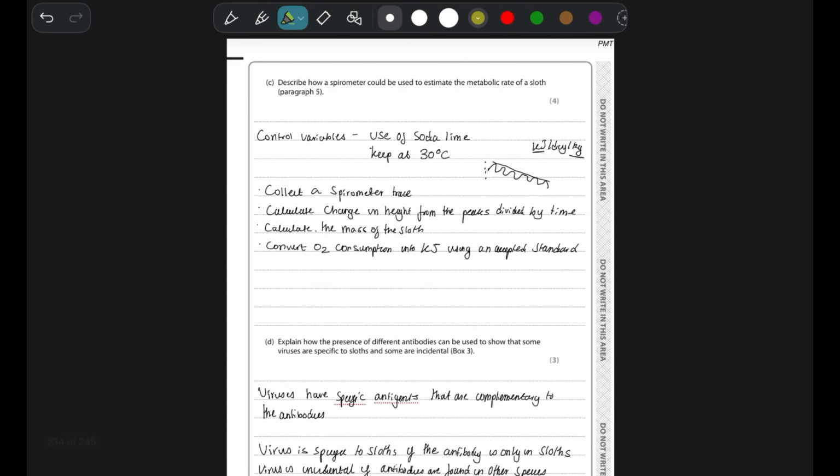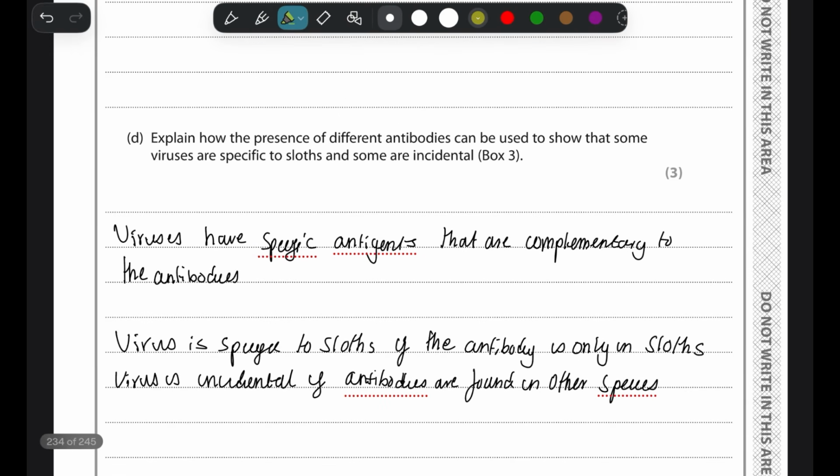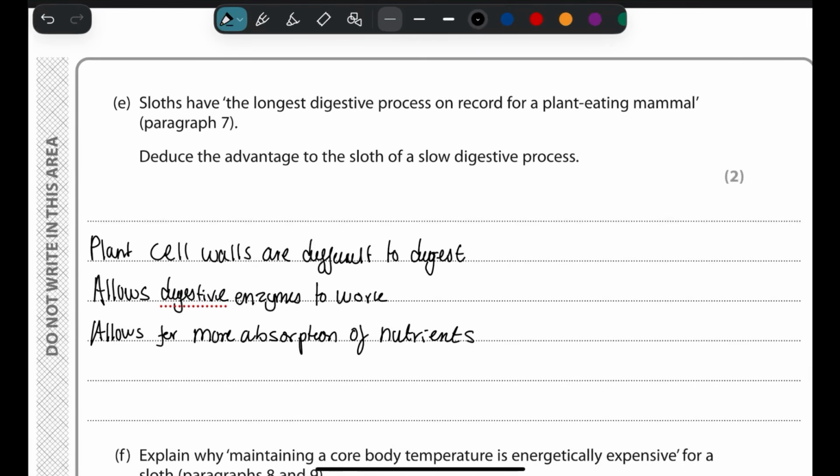So when I'm thinking what we're going to say now, I'm thinking, okay, well, virus antibodies, what's really the case here? Well, antigens are specific to the virus, and then the antibodies are complementary to the virus's antigens. So those are the first two things that I'm going to say. Once I've said that, okay, if it's specific, it means that this virus is only found in sloths. So the antibodies produced will only be in sloths. That's what the article's kind of alluded to. If it's incidental, then that means that it's found in other organisms. So if we analyze and find that the antibodies are also present in different organisms, then it's only incidental. And that's how we're going to answer.